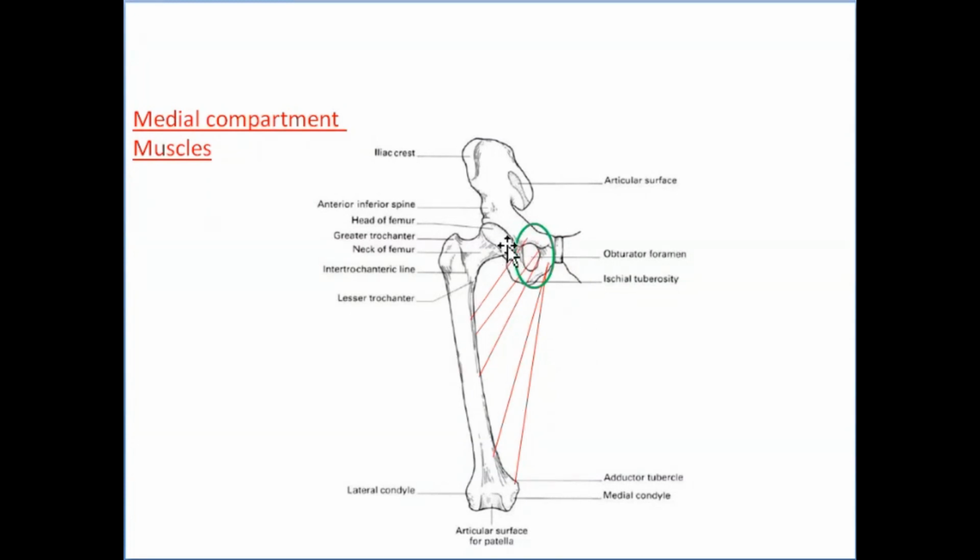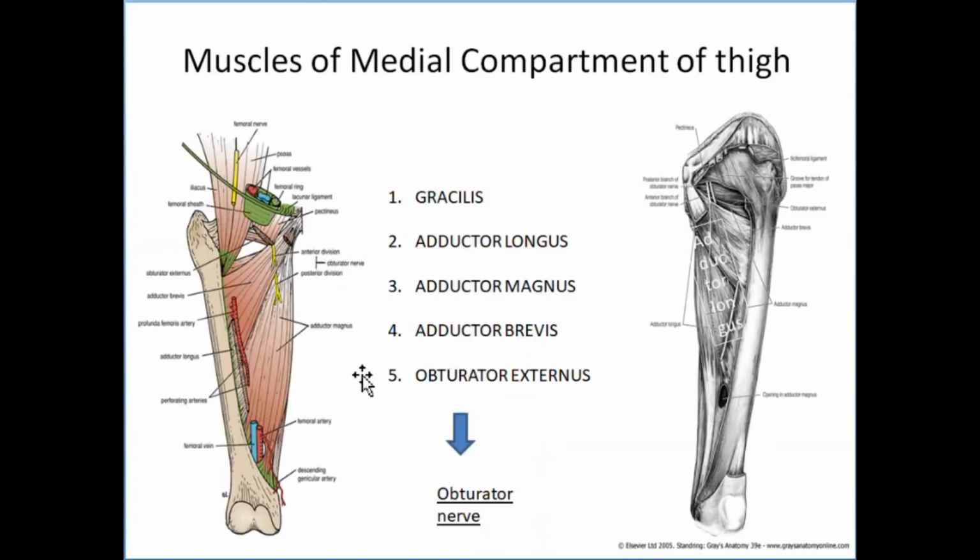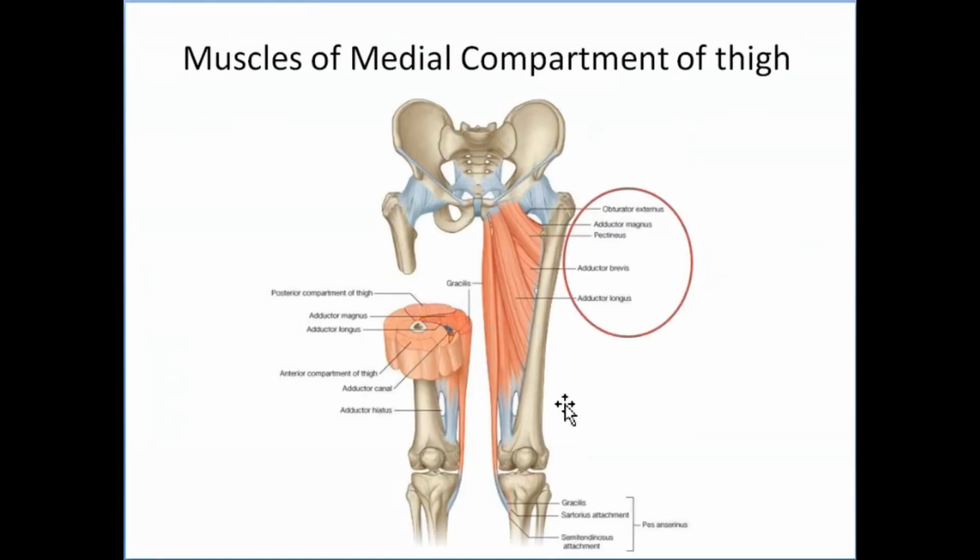You can see the muscles of the medial compartment are coming mostly from the pubic bone, maybe from the body, from the ramus, and they will be inserted over the femur. So what are these muscles? Gracilis and three adductors: adductor longus, magnus, brevis, and then obturator externus. Obturator externus is easy, we all know it comes from the outer surface of the obturator membrane. They will all be supplied by the obturator nerve. So what is the nerve of the medial compartment of the thigh? Obturator nerve.